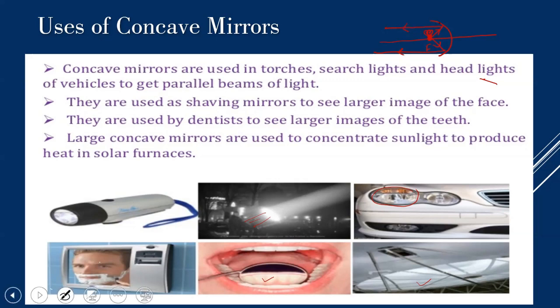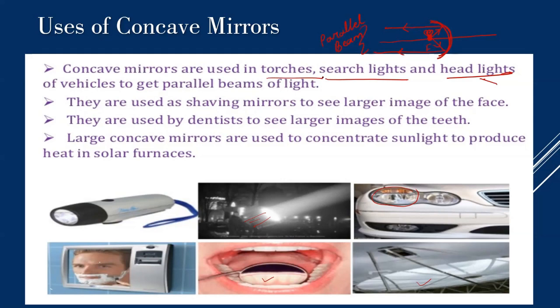So in searchlights or in torchlights, what happens is they keep the small bulb at focus so that the reflected rays will go to infinity. So this is the way we will get a parallel beam of light. Okay, so parallel beams of light are very useful in searchlights, headlights of the cars, and torches.